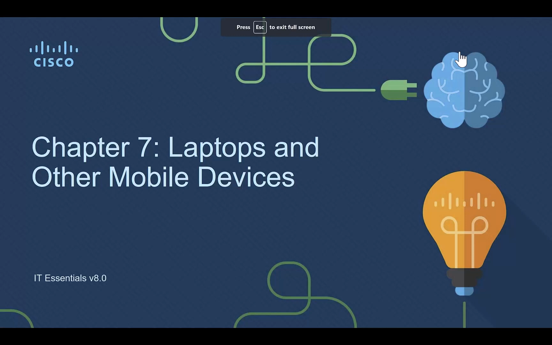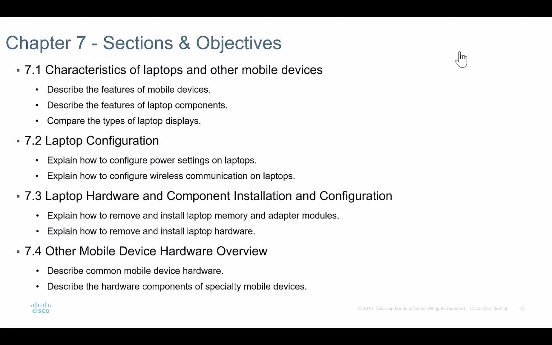So now, since we are done with our PCs and our networking, we are moving on to laptops and other mobile devices. Okay, so we are on chapter 7. So we're about halfway through our preparation for the A+. And like I mentioned this morning, we're at that point now.